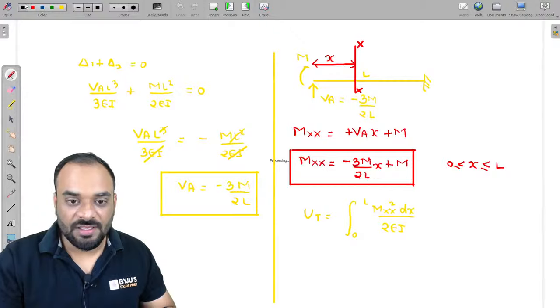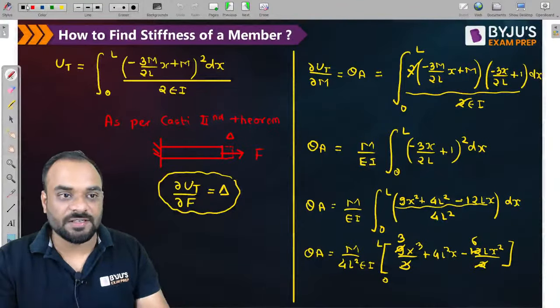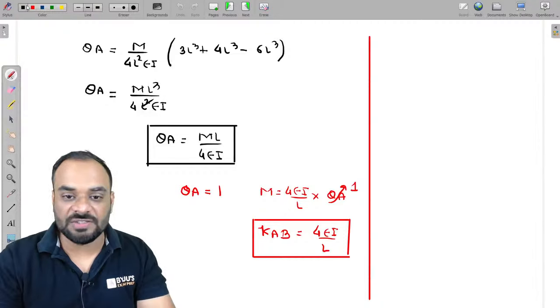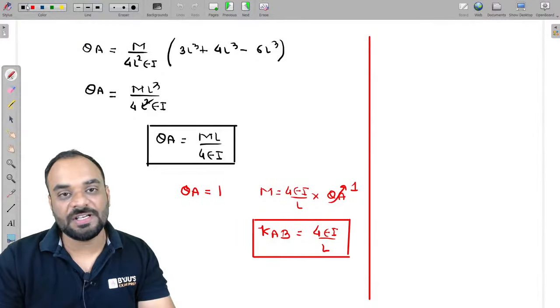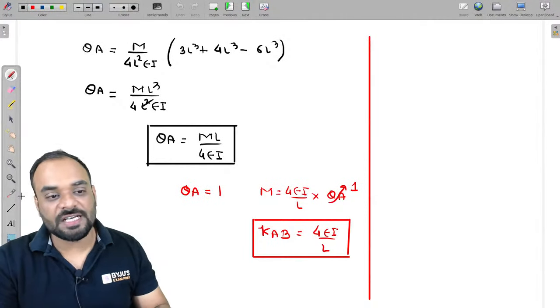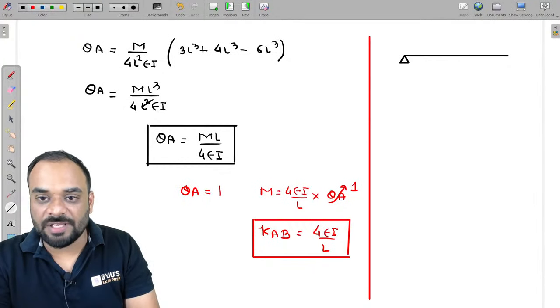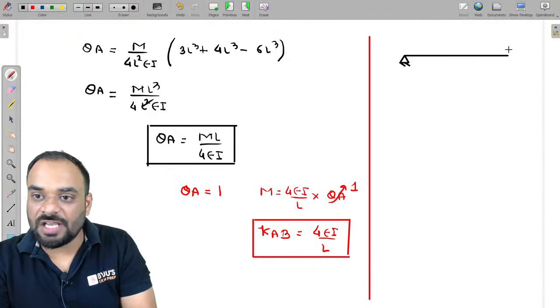Very nice. Now, there are some students who are asking, sir, if we are finding this stiffness when the far end is fixed or near end is fixed or near end is free, how can we do it? So let's understand the concept when the near end is fixed. What will happen? Let me explain. Let us suppose this is hinge and this one is our fixed.